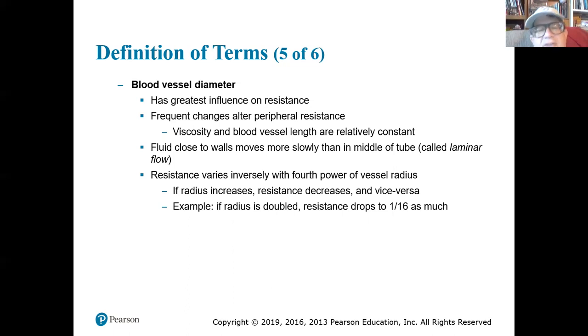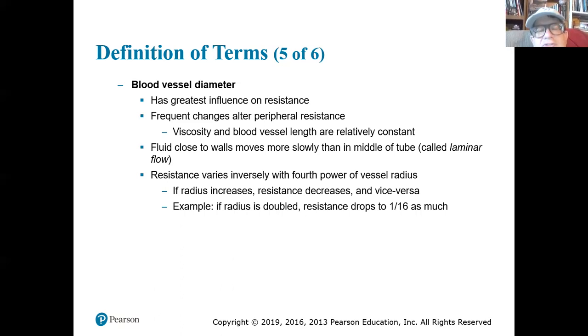The blood vessel length obviously is fairly constant. Viscosity probably is too, most of the time, but for the vessels, the lumen, we can vasoconstrict and vasodilate to control what gets through. Fluid close to the walls is going to move slower than fluid in the middle of the tube. It's slowed down by rubbing on the wall.